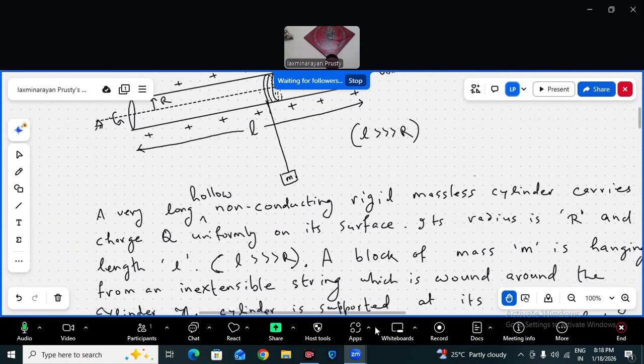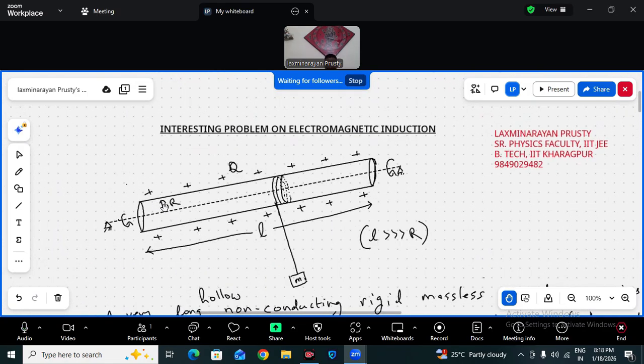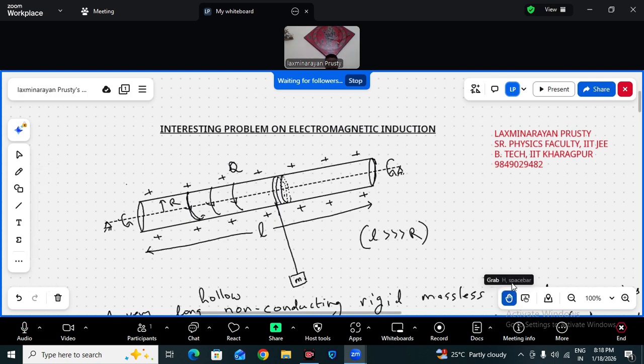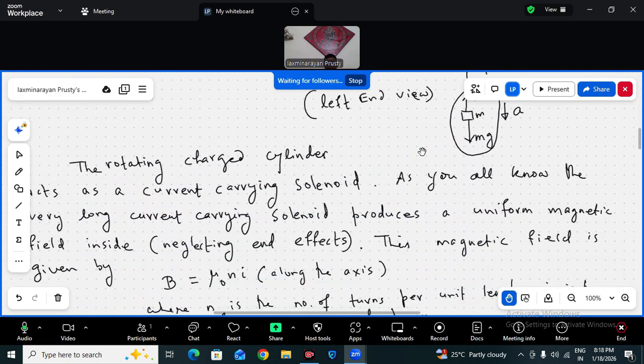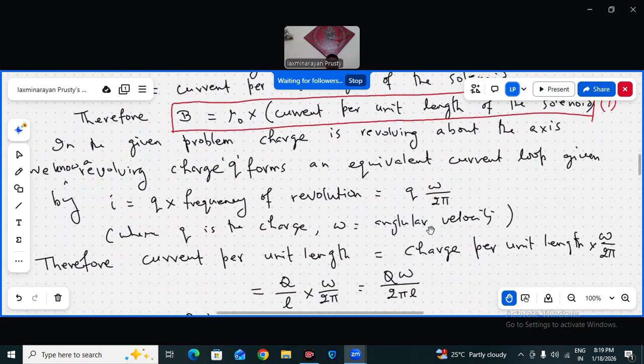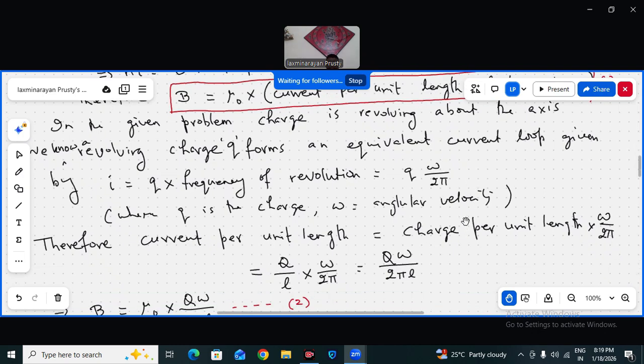Because the charges will be revolving like this, and like this. I am showing you the diagram. They will be revolving like this, so that means current will be flowing like this. So the current flow is like a solenoid. Now I think you have all understood the situation. This revolving cylinder about one axis is now behaving like a solenoid, an ideal solenoid of very large length.